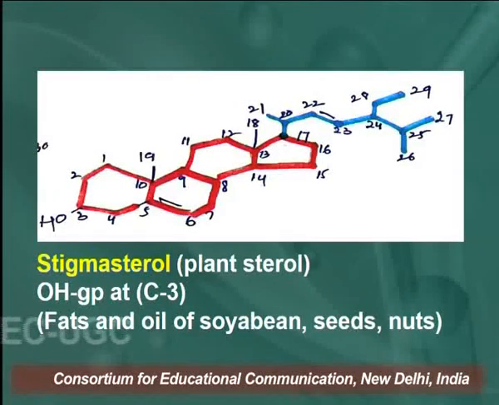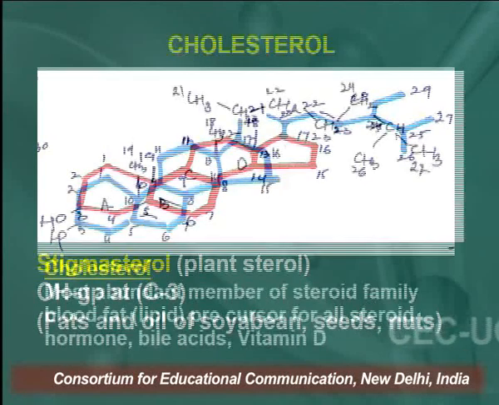Now this is the structure of stigmasterol. As I told you, it is a plant sterol, and you can see here the OH group is present in ring A at the C3 carbon atom. This plant sterol is found in the fats and oils of soybean, seeds, almonds and nuts. So this is stigmasterol.